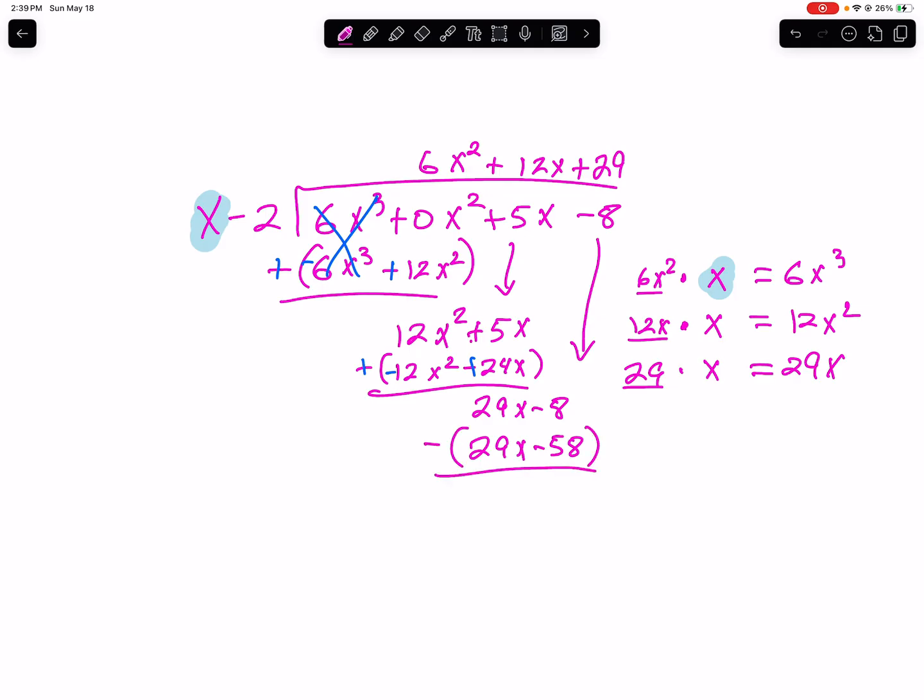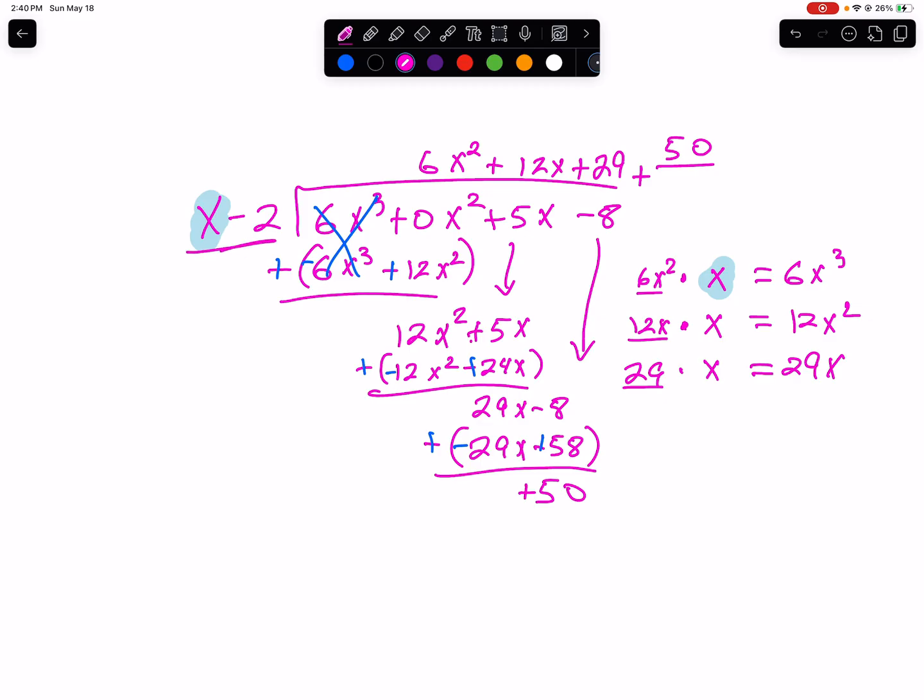Parentheses, minus in front. Three switches: switch, switch, switch. 58 minus 8 is 50. So we get 50. That's the remainder right there. This is a positive 50, so it's plus 50 over this x minus 2.